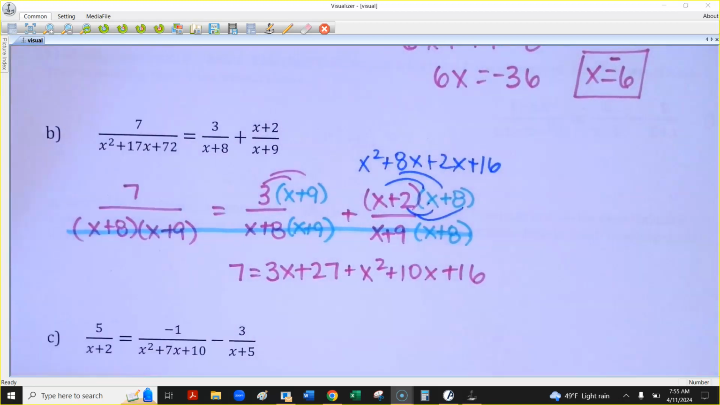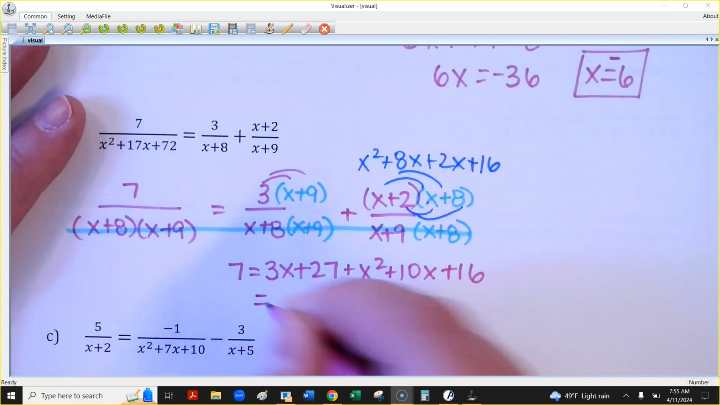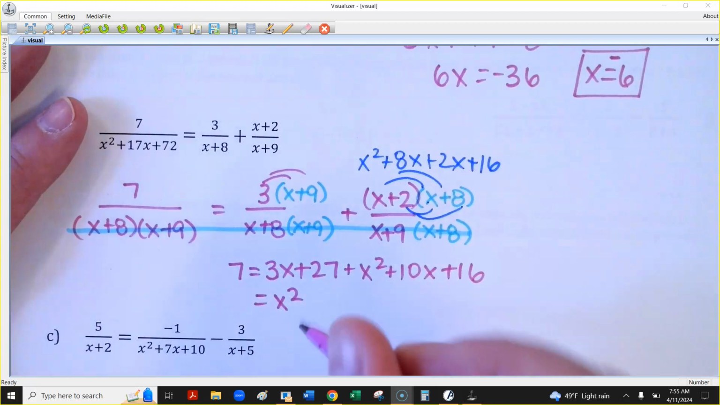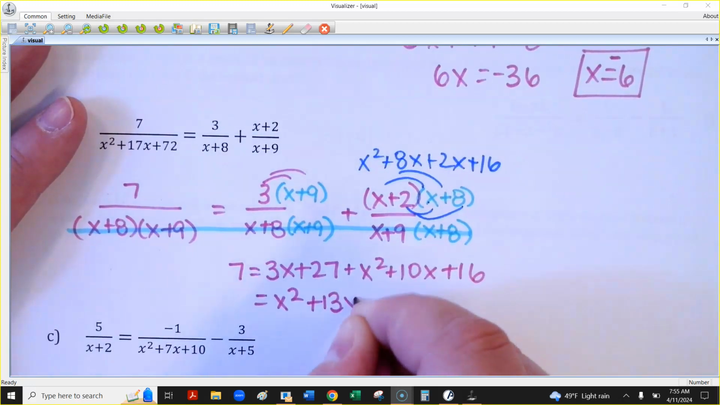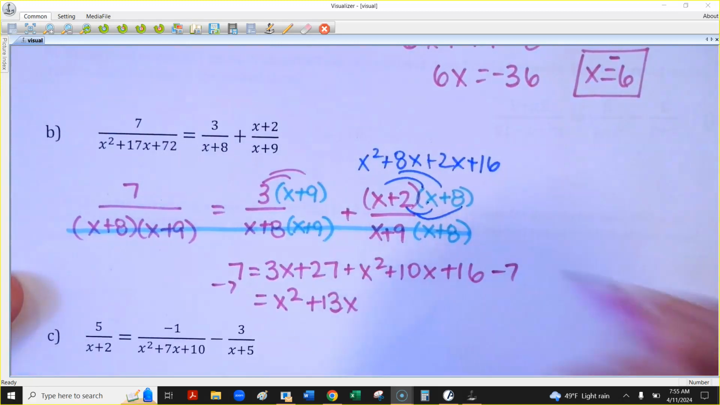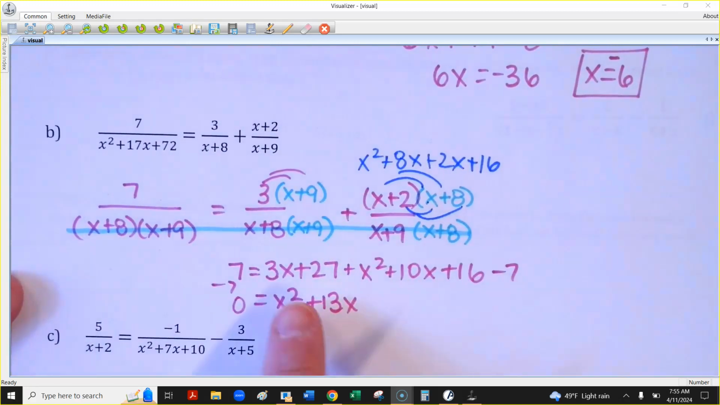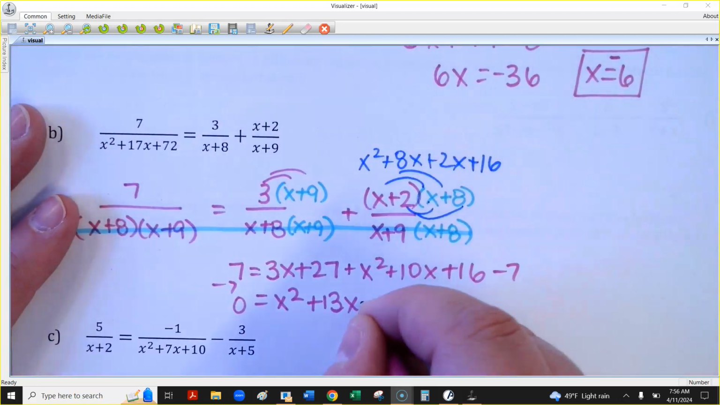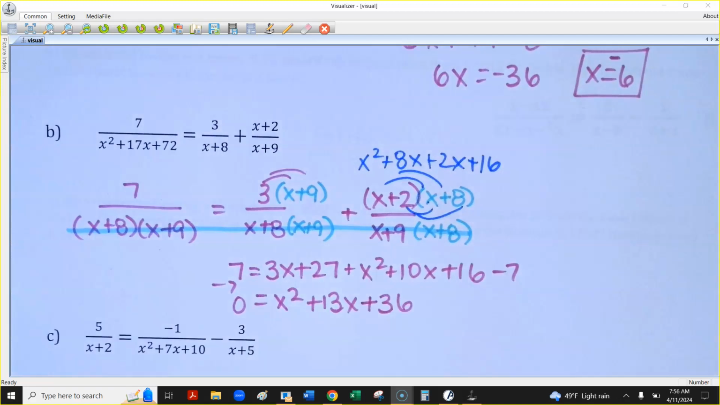So I would want to set this equal to 0. All right, I'm going to put the x squared first. See how many x's I've got here. I've got 10 here, and I've got 3 here, so we got 13. Okay, now here's what I'm going to do with the numbers. I am going to subtract this 7 to the other side to set it equal to 0. So we have 27 that's positive, I have 16 that's positive, and then I'm going to subtract 7 from that. So if I do all that, I'm going to get 36.